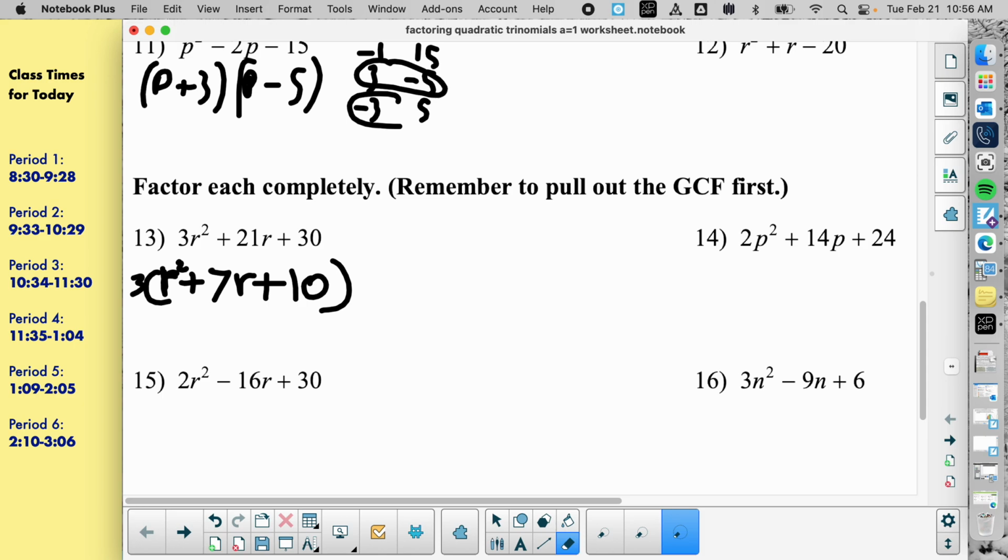Okay, Ava, here's what we're going to do. These are only slightly different than problems we've done before, because I don't think we've had any where we factored a number out and we're going to keep factoring. So completely in your head, ignore the 3 and the parentheses and factor r squared plus 7r plus 10. We can do it the quick method because there's no number on the r squared. Come on up.